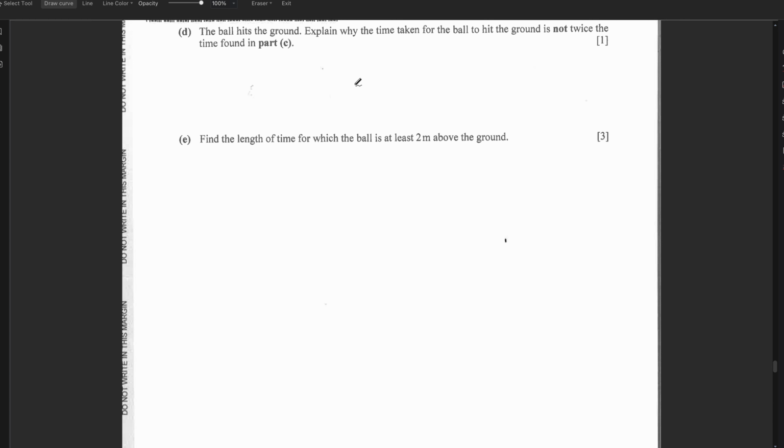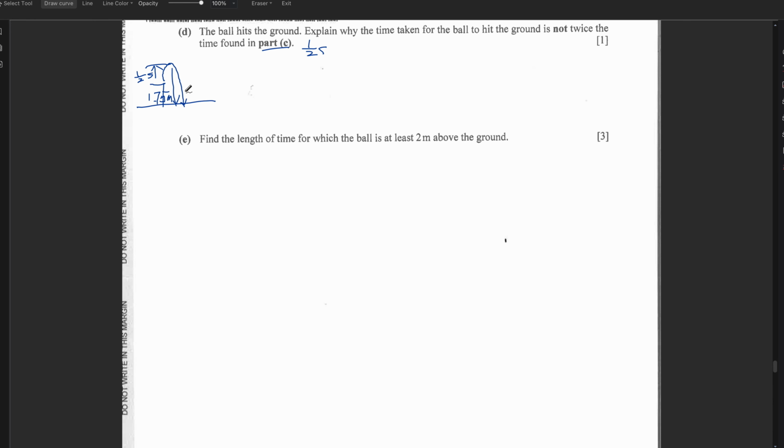Part D. The ball hits the ground. Explain why the time taken for the ball to hit the ground is not twice the time found in part C. The time found in part C is half a second. Half a second goes from where you're standing, which is 1.75 meters, and you throw the ball and you come down. Okay, so this is half a second.